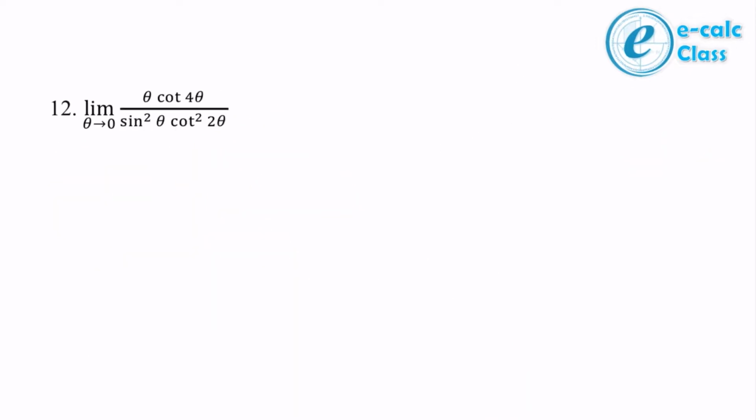Number 12. Oh, we have tons of trigonometry again. And this time, we can still try sine theta over theta because we do have an angle here and it approaches 0. But it will be very complicated. For sure, it will be very complicated because we have a lot of functions here, isn't it? So just do it slowly, okay?